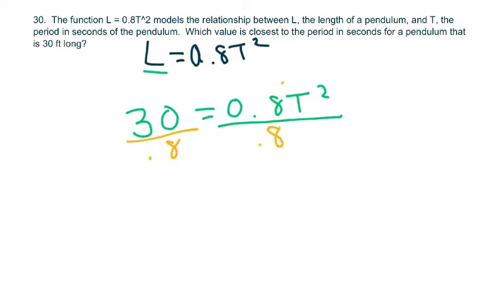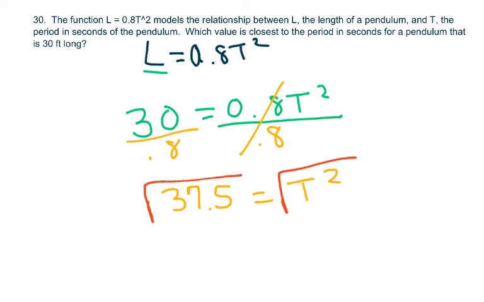Just put 0.8 in the calculator, and that gives you 37.5 equals t squared. Then you square root both sides, because you want t, not t squared. And when you do that, you get t equals 6.1237, which matches close to J.